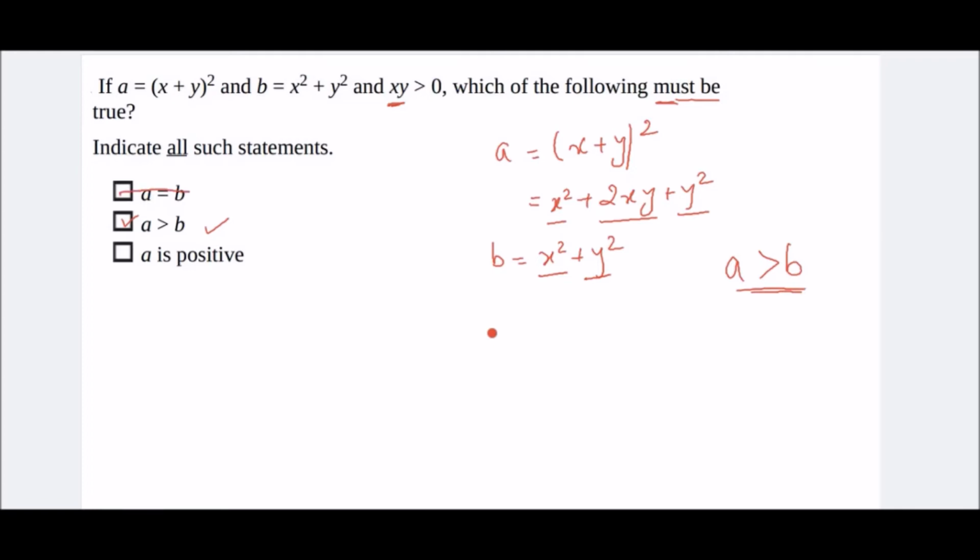See our third option, a is positive. That's going to be true because a is the whole square of x plus y. So x plus y, whatever the value, whether it is negative or positive, the square of that always makes it positive. So a is always a positive value. So third is also our option. So the answer choice is the second option and third option.